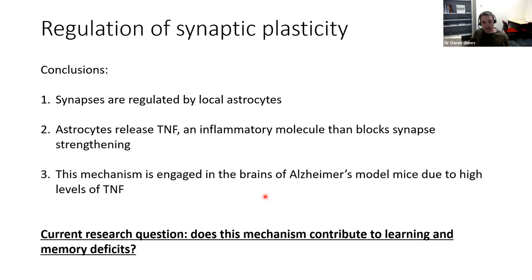So this leads us to the current research questions, which are ongoing in the lab. How does this mechanism then contribute to learning and memory deficits, perhaps not just in Alzheimer's models, but also in other models that also are characterized by high levels of inflammation? And that's work that's ongoing in the lab. We have a wonderful postdoc in the lab, Shruti Satish, and we have a new PhD student that's about to start on this project. And so they're looking into the behavioral and cognitive follow-on of the engagement of these mechanisms.